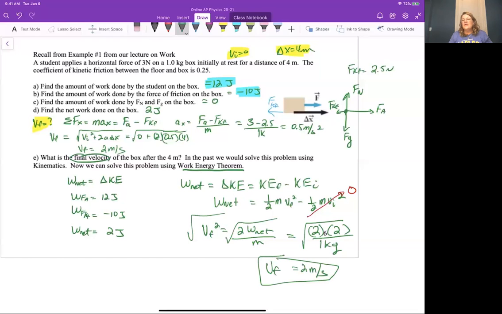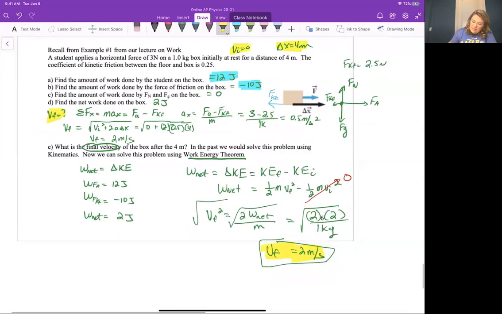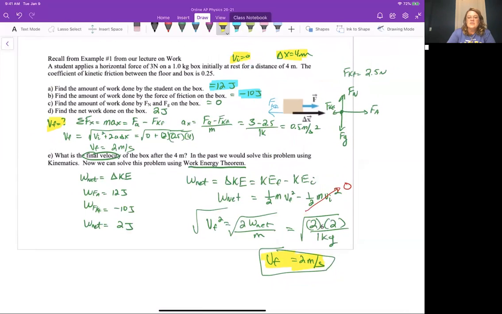It's a heck of a lot easier to apply the work energy theorem to problems if you know the forces, if you can figure out the change in kinetic energy, or apply this theorem depending on what they give you. This is a much more robust approach to problems. That is the entire lecture for Friday.